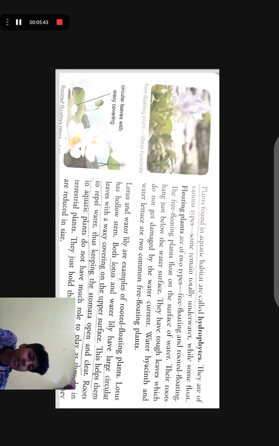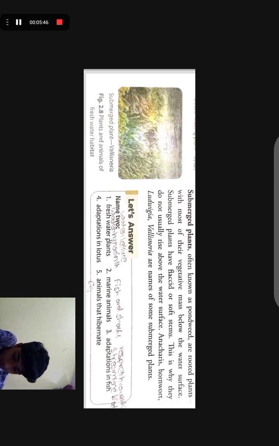Now we are going to learn about submerged plants. Submerged plants, often known as pondweed, are rooted plants with most of their vegetative mass below the water surface. Submerged plants have a flaccid or soft stem. This is why they do not usually rise above the water surface. Anacharis, hornwort, Ludwigia, Vallisneria are names of some submerged plants. In figure 2.8, you can see the submerged plant Vallisneria.